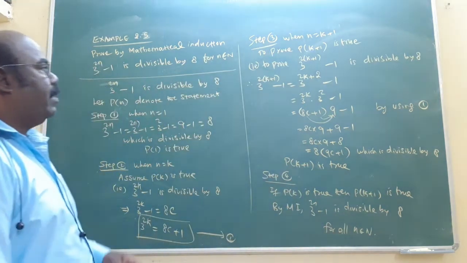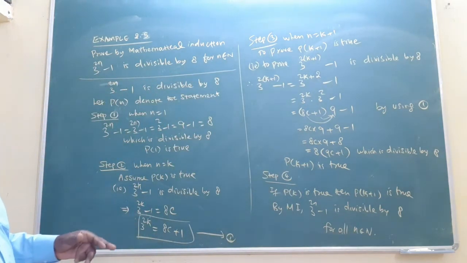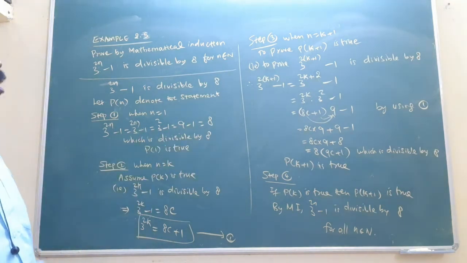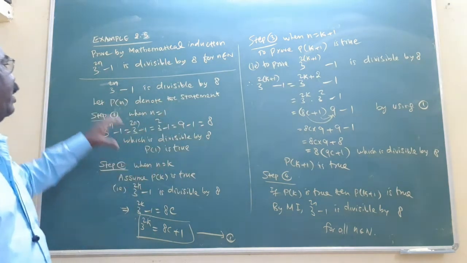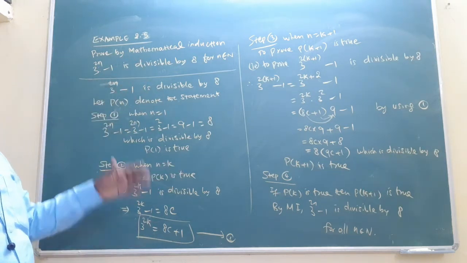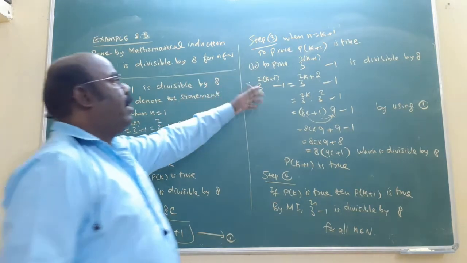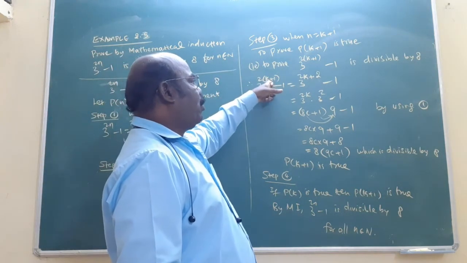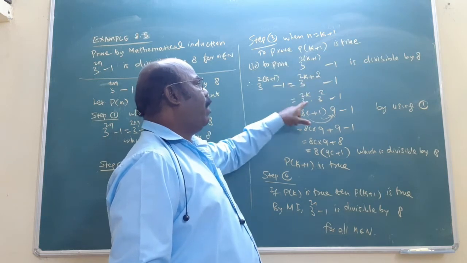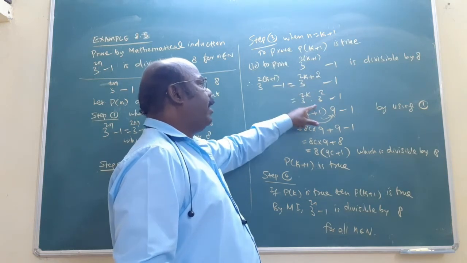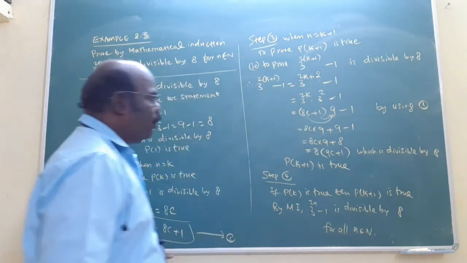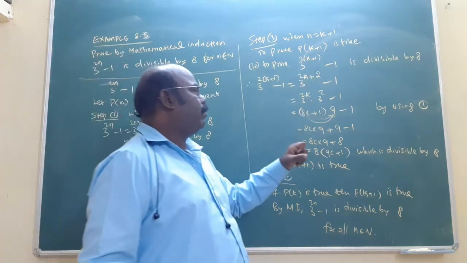In previous models, in all the problems you wanted to take the LHS and get the RHS. Am I correct? But here the requirement is to prove the term is divisible by 8. That's why you replace n by k plus 1. This can be 3 power 2k plus 2, which means you write 3 power 2k times 3 square. Instead of 3 power 2k, we already found by using step 1 that it is 8c plus 1.